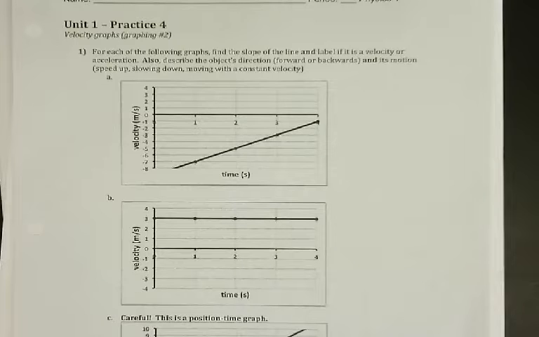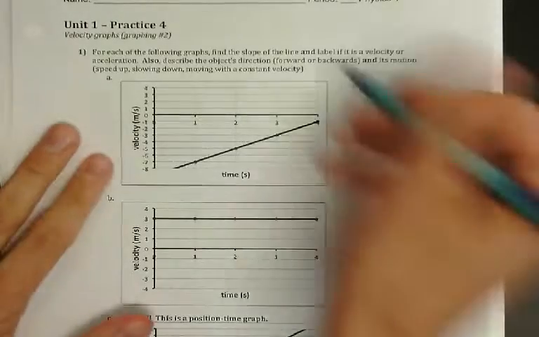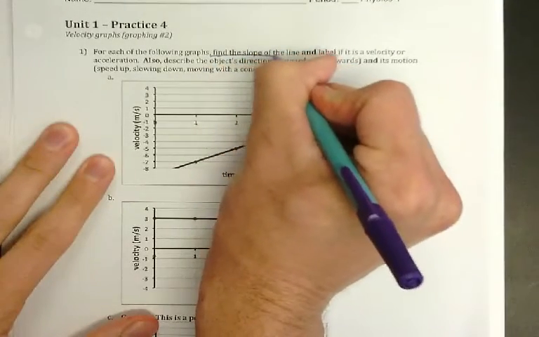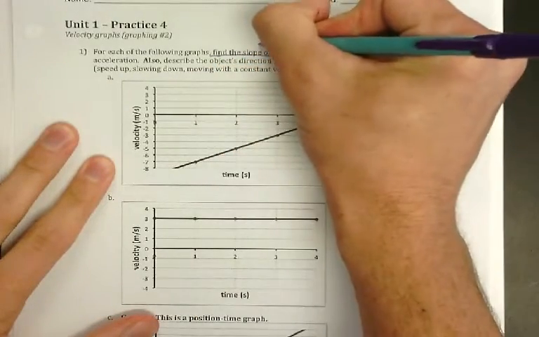For each of the following graphs, find the slope of the line and label if it's velocity or acceleration. Describe the object's direction, forwards or backwards, and its motion: speeding up, slowing down, or moving with a constant velocity. So step 1 is to find the slope.